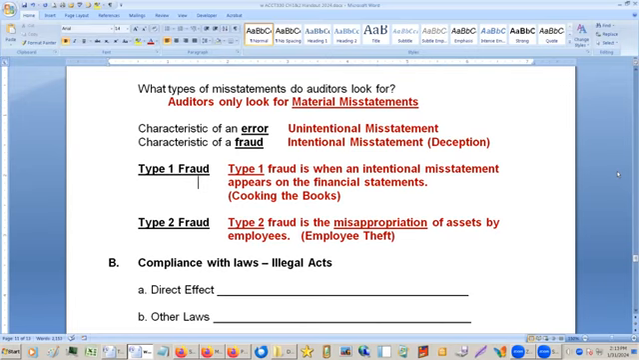Type 1? Yep. Auditors are really worried about type 1, the financial statements. That's what you sign, that report we talked about last time, that says we give reasonable assurance about whether the financial statements are free of material misstatement. If the financial statements aren't misstated, we're fine, even if there is some fraud evident.